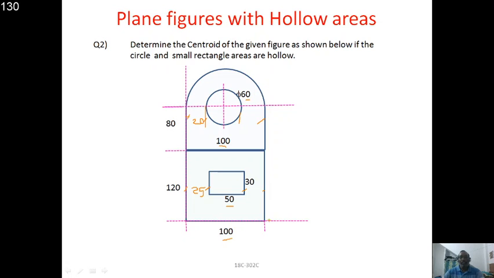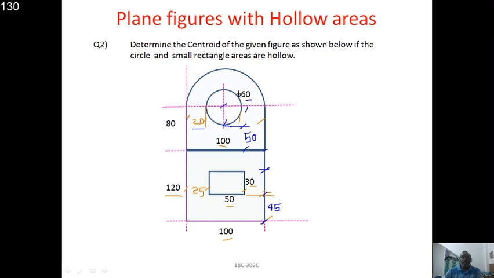This is 25. Right? So, what is the distance of this one? This is 120 total. 120 minus 30, 90. 90 by 2 portions, both the portions are available here. Therefore, 90 by 2, hence this is 45. Right? So, similarly, you need to calculate all these portions. So, what is the distance from this point to this point? This total is 80. 80 minus 60 by 2, because it is the radius we require. Therefore, 60 by 2, 30. 80 minus 30, so this is 50. So, these are the calculations we required.